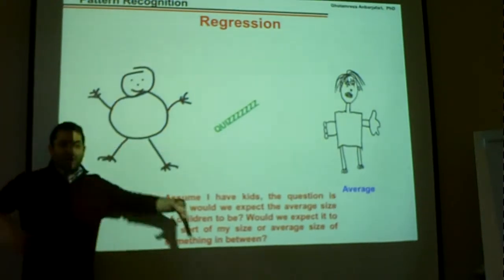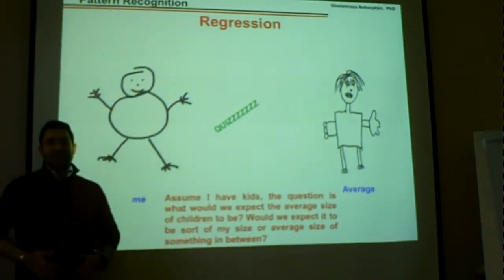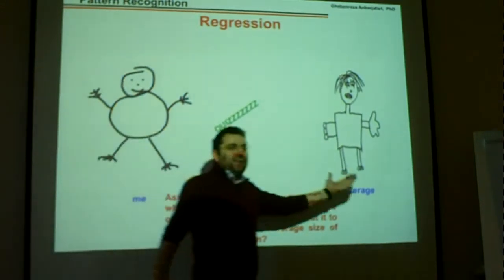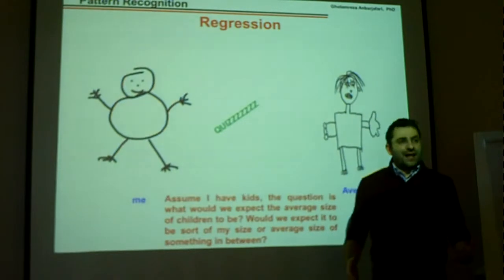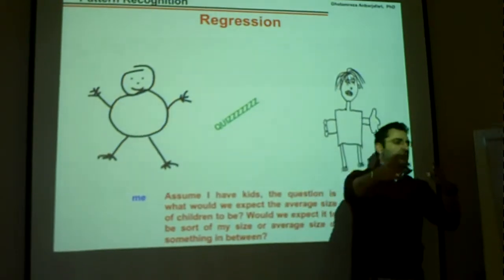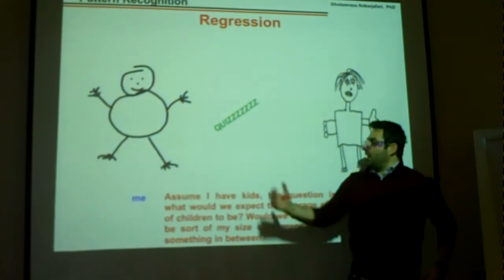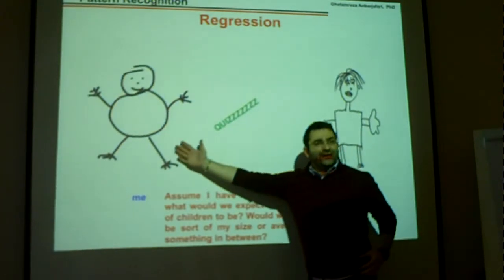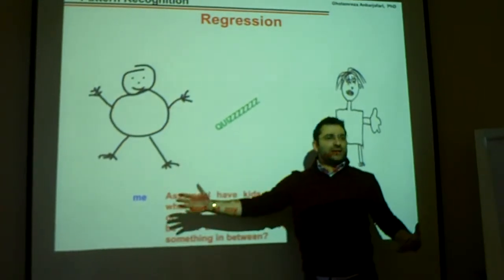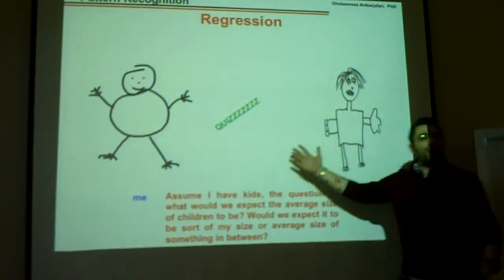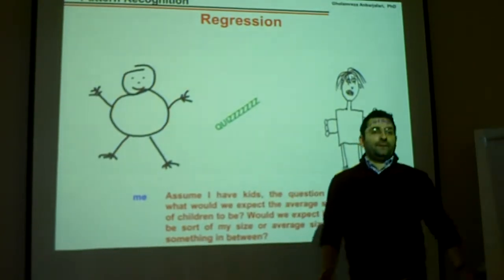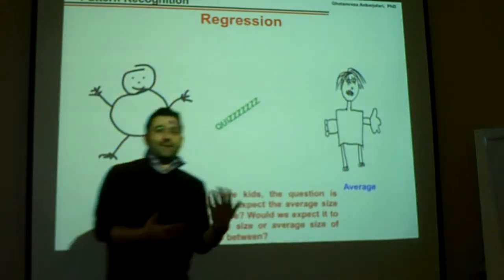This is me. I have a big size, as you can see. And this is an average person. Assume I have kids. The question is, of course we are talking about the adult kid right now, will the kid be like me, big size? Or will the kid be of average size? Or something in between?